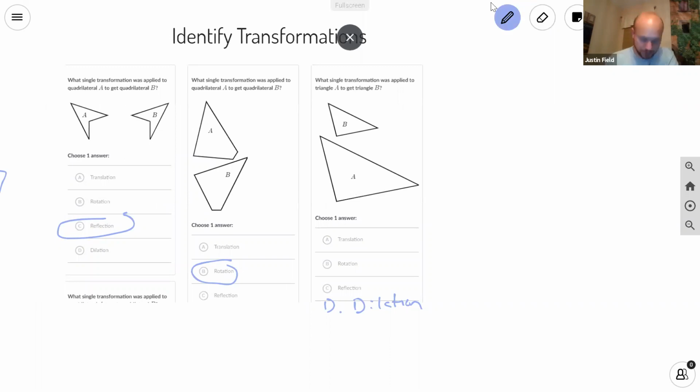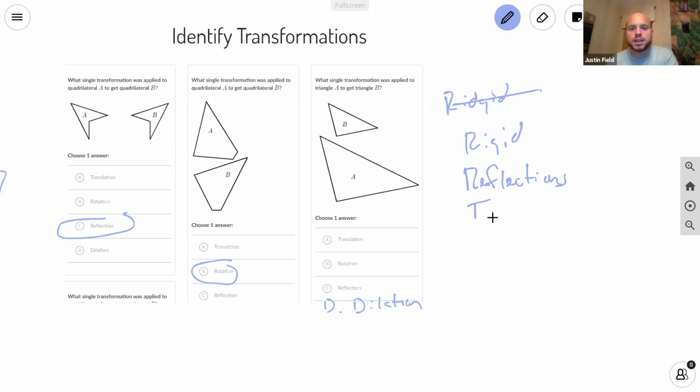And let me say one more thing about these before I move on. Rigid. Did I spell that right? Rigid. There. Well, you know what I'm saying. Okay, so the rigid transformations are reflections, translations, and rotations.